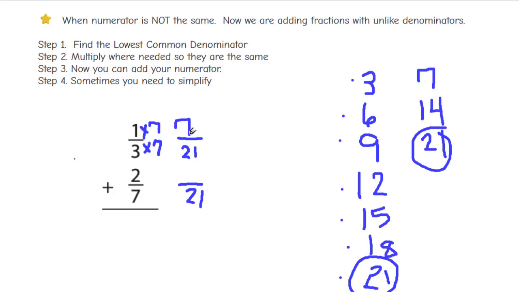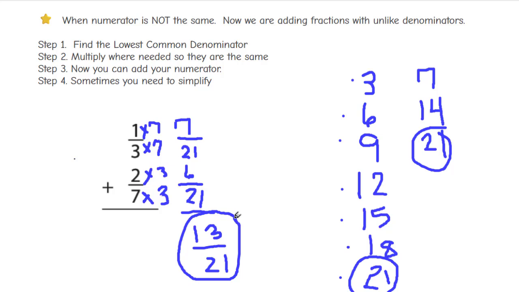Now, I just said 3 times 7, right? So that means 7 times 3 will be 21 as well. And that made 21, and 2 times 3 is 6. Now I add my numerators. 7 plus 6 is 13 over 21. Now I'm not simplifying because that's as small as it can get. There's nothing I can divide them by to simplify.